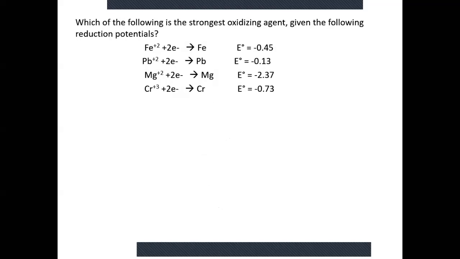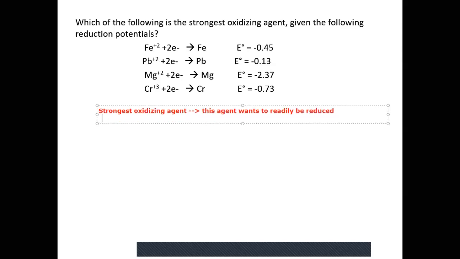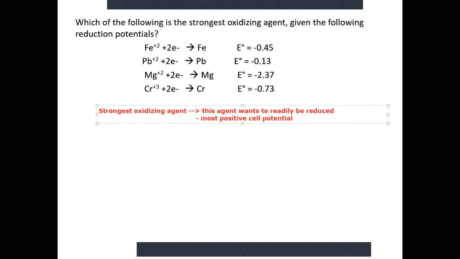So we're given the following reduction potentials. Which of the following is the strongest oxidizing agent? Strongest oxidizing agent means the species in this agent wants to readily be reduced, which means it's going to have the most positive cell potential. So the most positive cell potential in this case is lead.